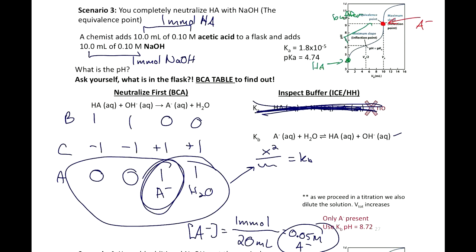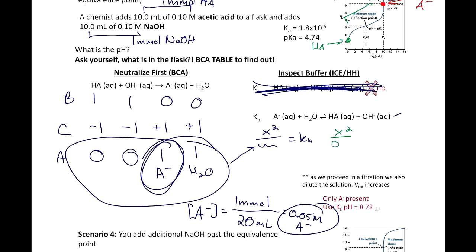All right? So let's actually solve this question. So x squared over 0.05 equals Kb. So Kw over Ka. So 1 times 10 to the negative 14 over 1.8 times 10 to the negative 5. This is chapter 16 stuff. And so we get x is equal to something. 1e negative 14, 1.8 negative 5 times 0.05 square root. I get x is equal to 5.3 times 10 to the negative 6. But that's the concentration of what?